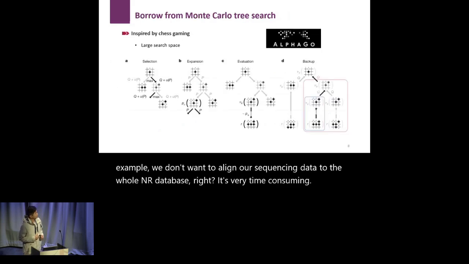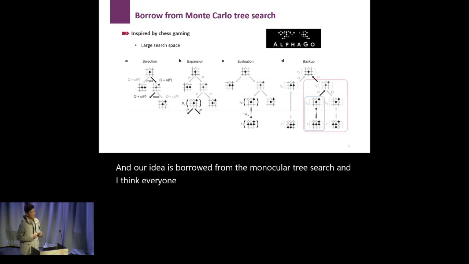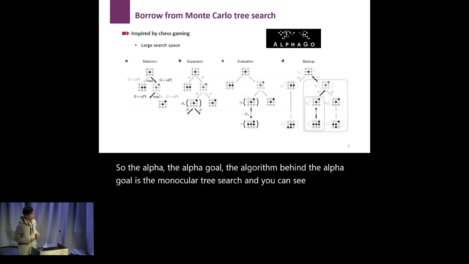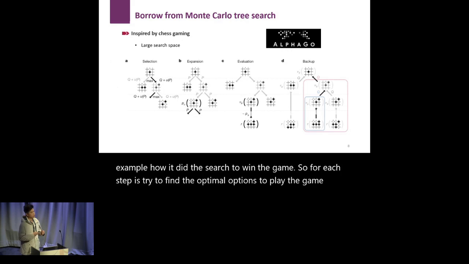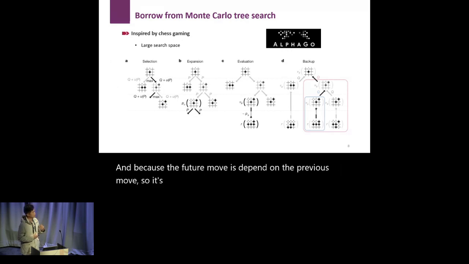And our idea is borrowed from the Monte Carlo tree search. And I think everyone knows about AlphaGo, right? The best AI player that beat the human player in the game of Go. So the algorithm behind AlphaGo is the Monte Carlo tree search. And you can see here an example of how it did the search to win the game. For each step, it tried to find the optimal option to play the game, and because the future move depends on the previous move, it's like a search on the tree.